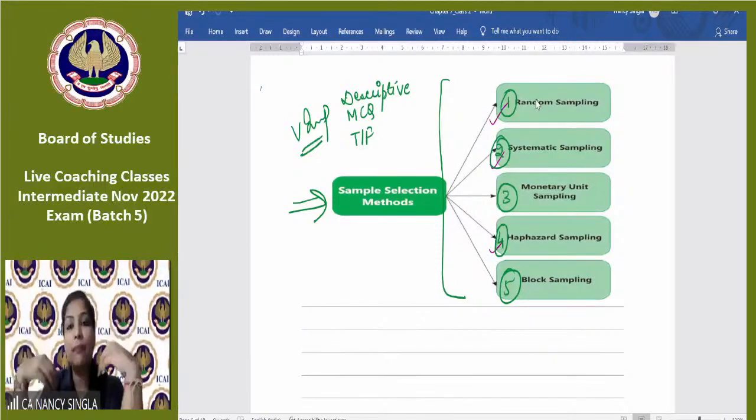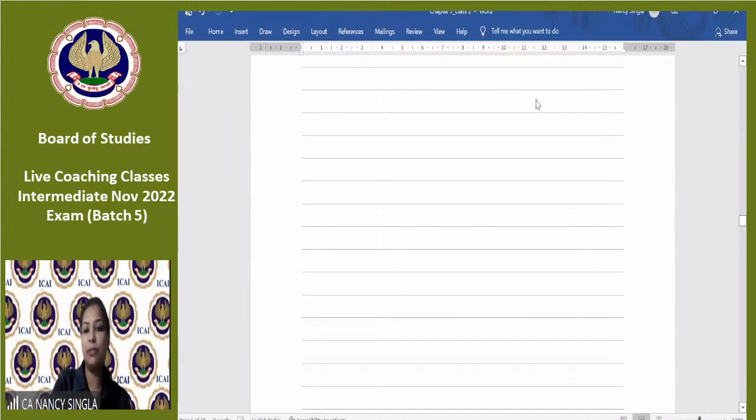So you may get an MCQ as to, with respect to traveling, what method is being followed. The procedure will be mentioned in the case study. You will have to name the method in the MCQ. Okay? So very important. So first is what? Random sampling.